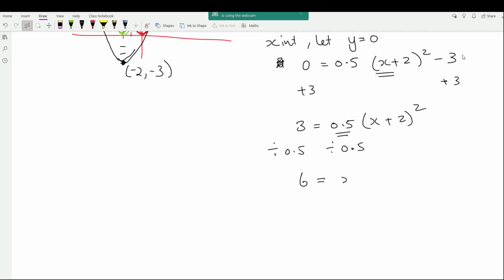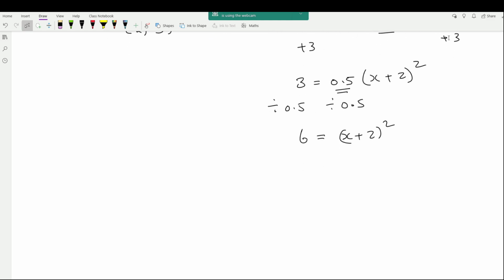Okay, then I have (x plus 2) squared. Now I'm going to square root both sides. When I'm taking the square root of both sides, I have a plus and minus, remember? If I take the square root of 100, I get plus or minus 10. So the answer could be positive 10 or negative 10. Negative 10 times negative 10 gives me 100, and 10 times 10 also gives me 100.